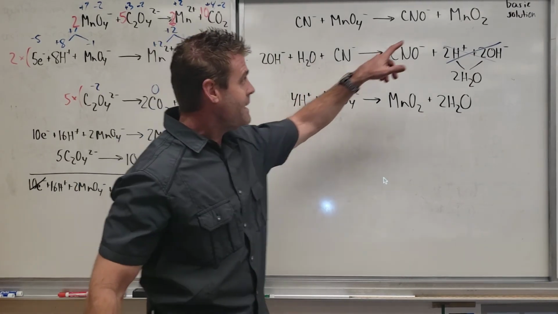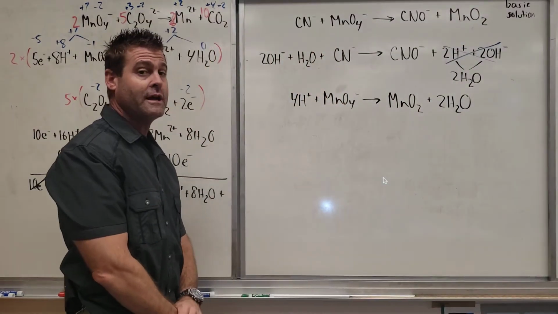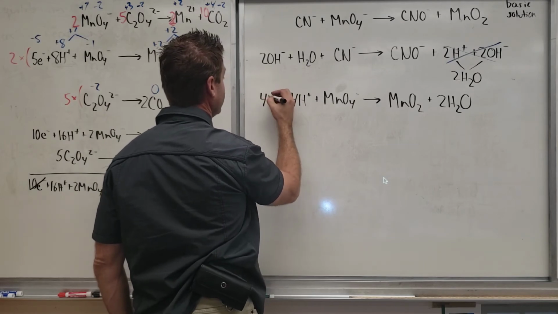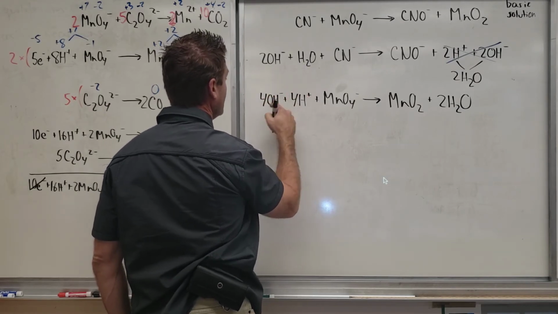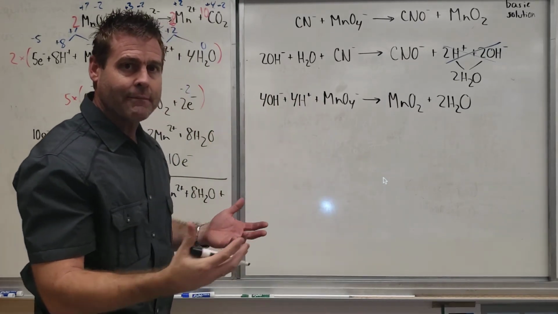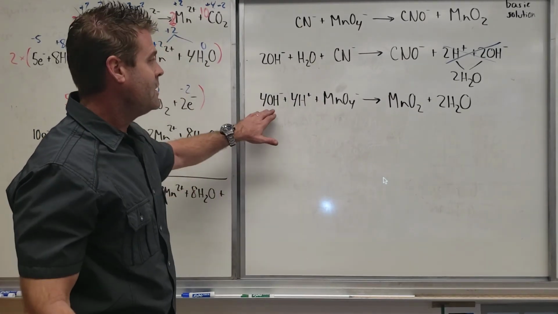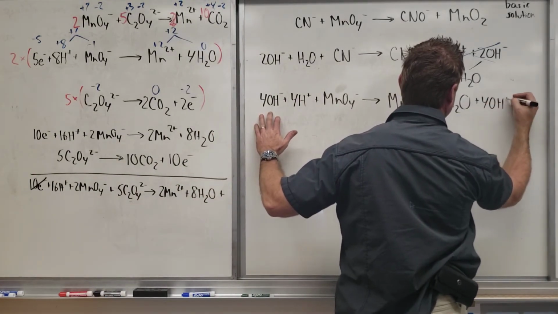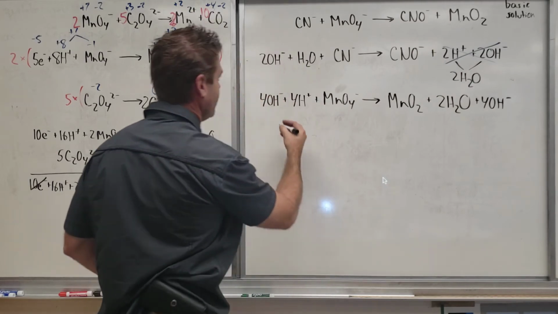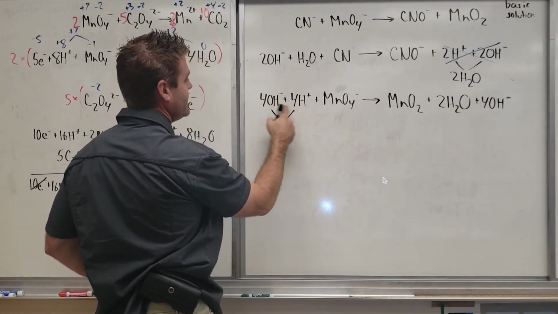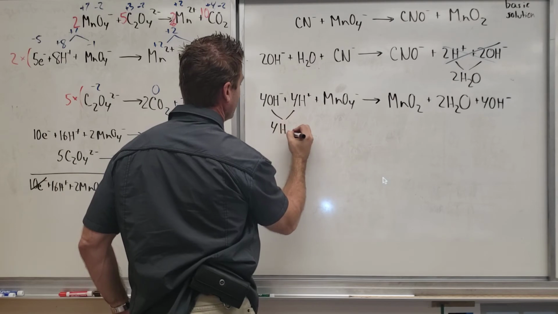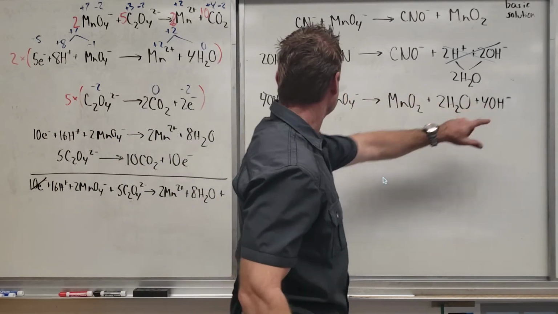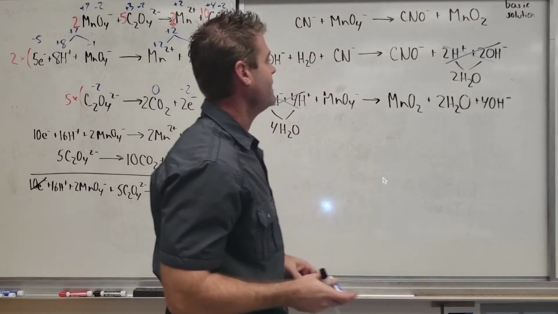But once again, it's in a basic solution. So how do we get rid of the 4 hydrogen ions? We're going to add hydroxides to both sides. The way I'm going to get rid of 4 hydrogen ions is if I had 4 hydroxide ions. As long as I add it to both sides, I'm not technically changing the reaction. 4 hydroxides here, 4 hydroxides here. You see what the effect is? An OH and an H come together to form water. I'm going to form 4 waters. Now I have a half reaction with hydroxides rather than hydrogens.